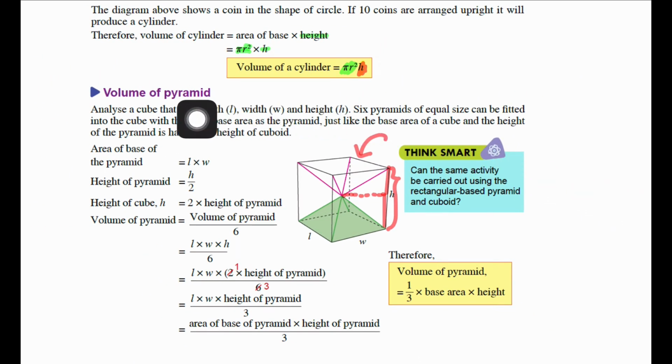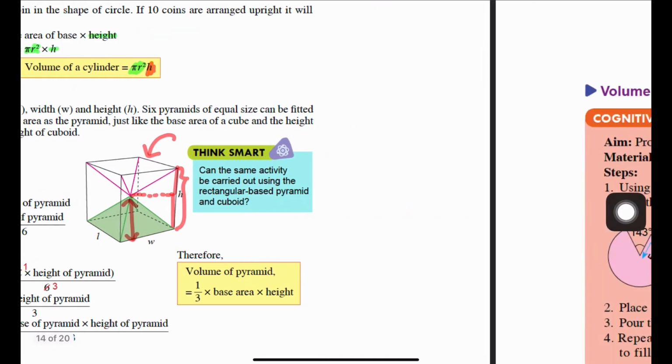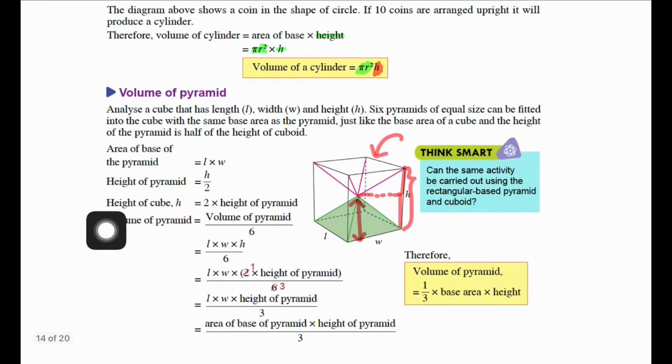Okay, look over here. Area of base of pyramid, okay, length times width, okay, because this is a square. Height of pyramid is h over 2 because, okay, the whole part is h, and the height of the pyramid is actually half of the h. Okay, that's why h over 2. And then height of cube, h, is actually 2 times height of pyramid.